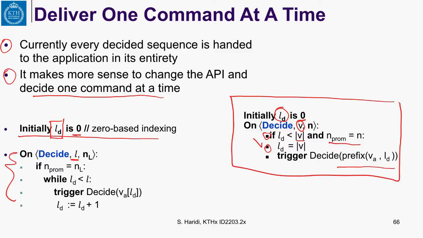If we get a decision saying that up to L is now decided, and we get that decision from the current leader, then while our local LD is less than L, we trigger a decision, and then we iterate again until we decide on all the commands in the sequence, until LD becomes equal to L.